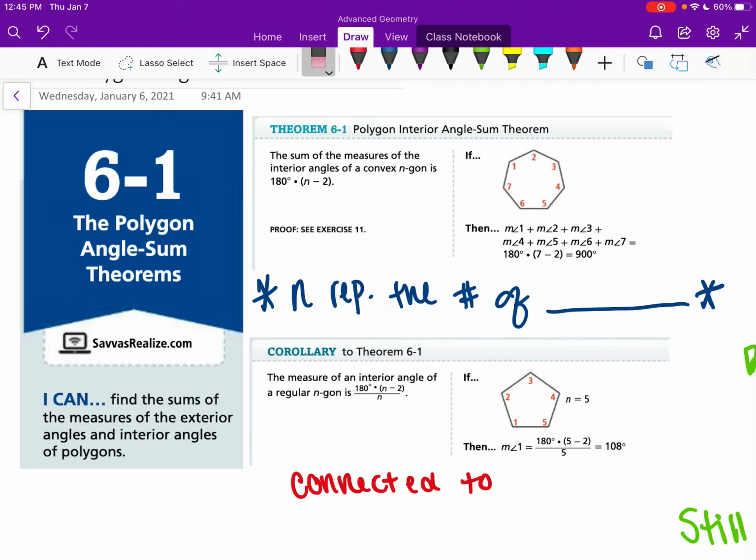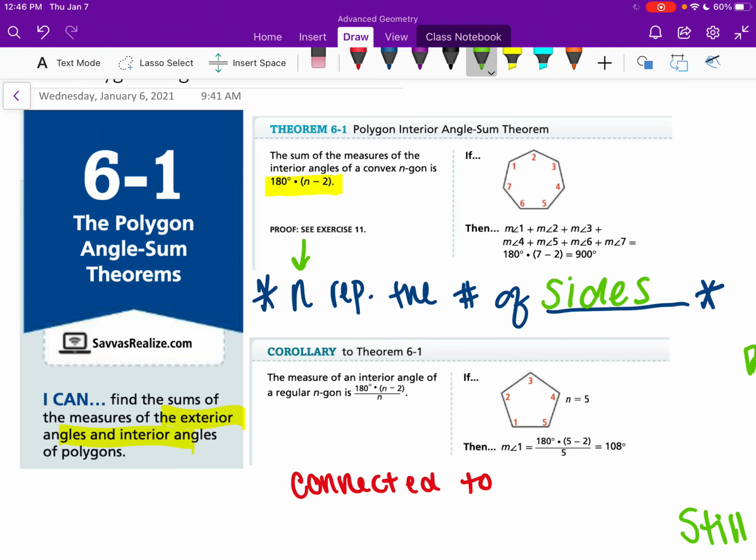Lesson 6.1 is about the polygon angle sum theorems, and your learning goal is to be able to find the sums of the measures of the exterior and interior angles of any polygon. So we've got two big theorems that you're going to want to pause and jot down, and it's about the polygon interior angle sum theorem. And it just means that the sum of the measures of the interior angles of a convex n-gon is 180 times n minus 2, where n represents the number of sides.